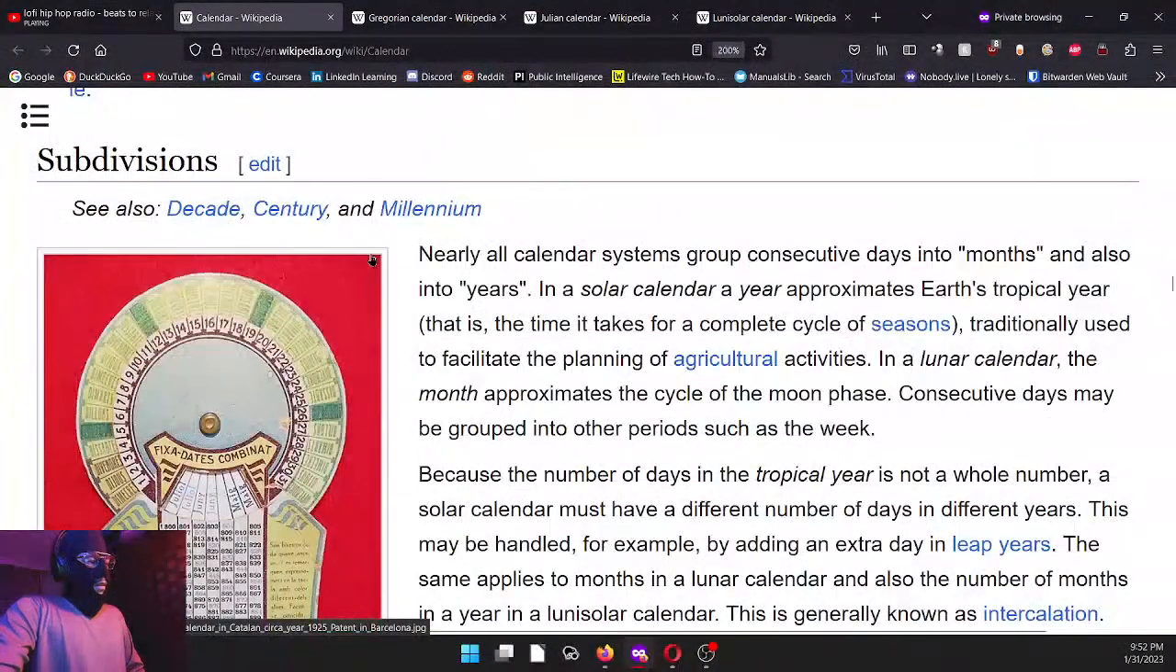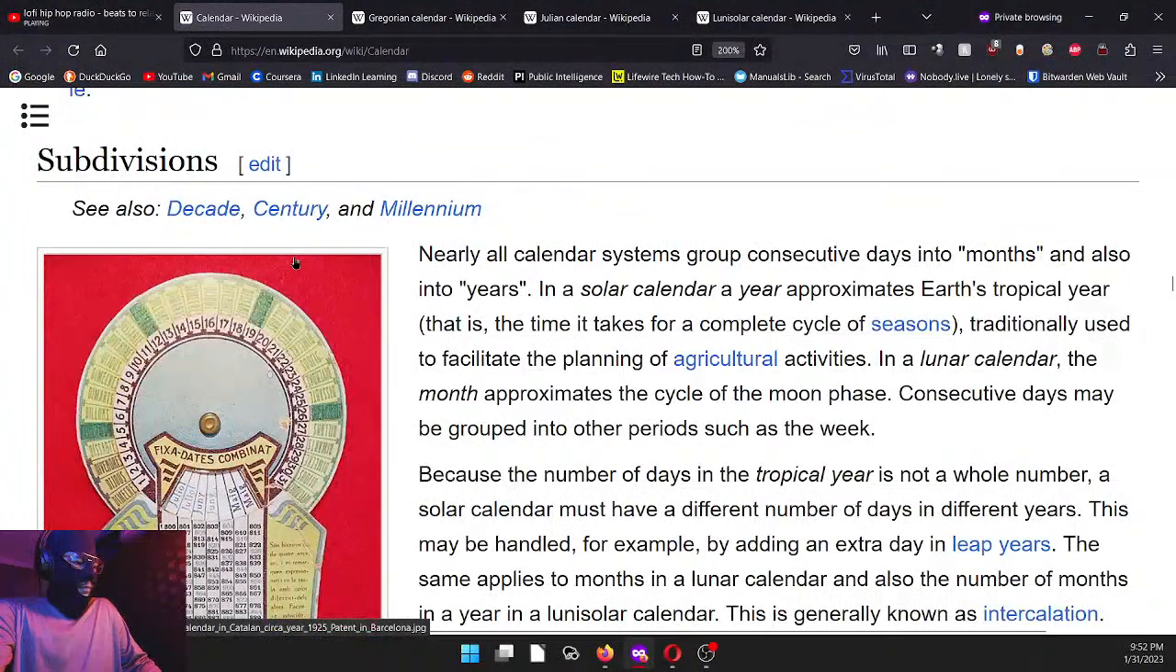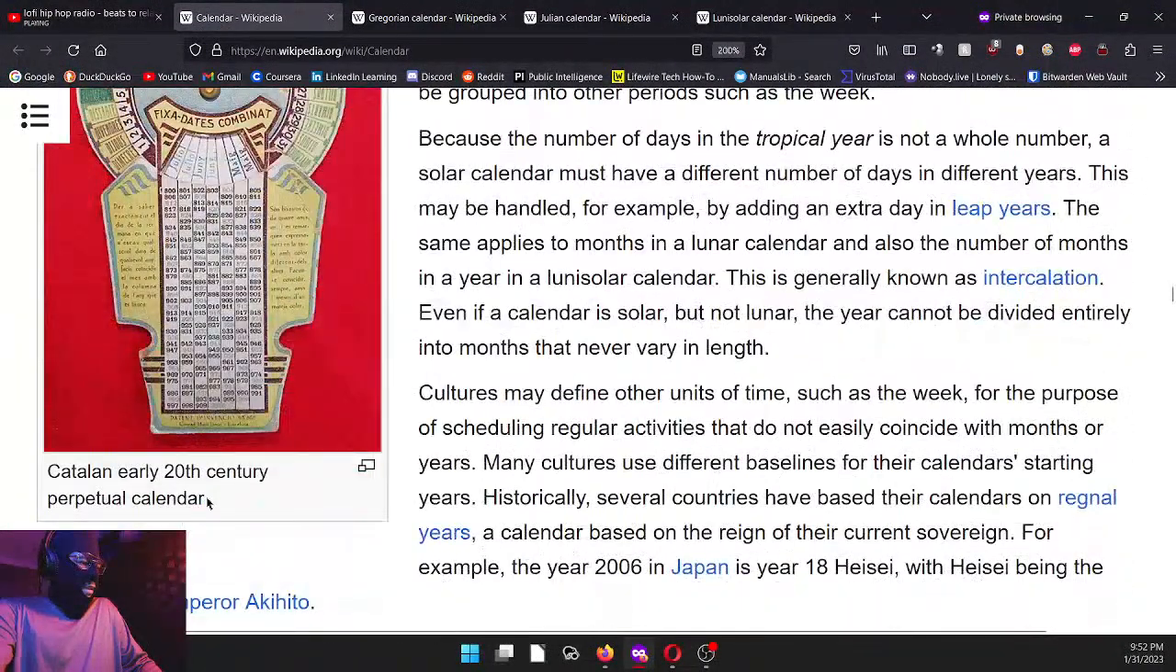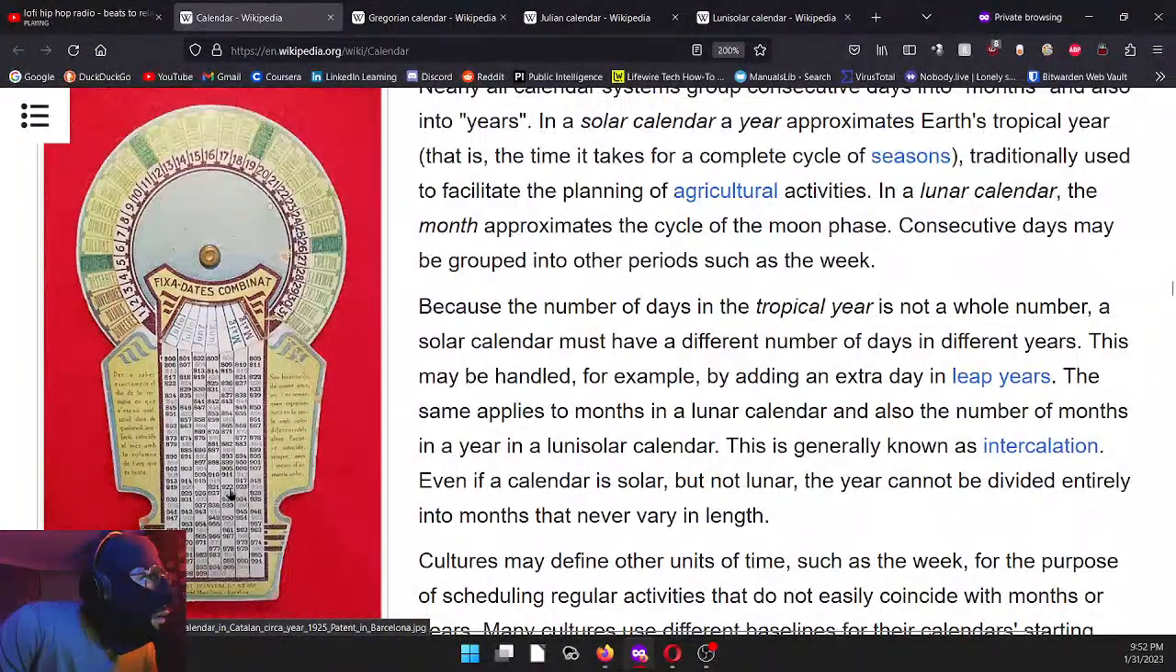Okay. Now you have subdivisions. Alrighty. I don't think I could just skim through this. It's needed. Kind of like the early 20th century calendar. Looking through this, yeah.